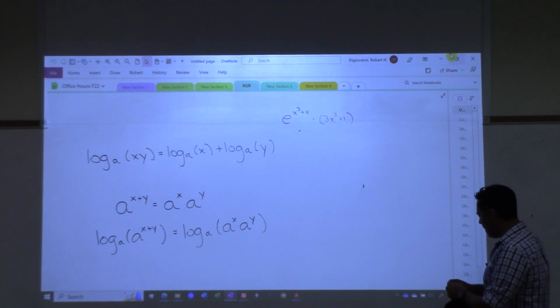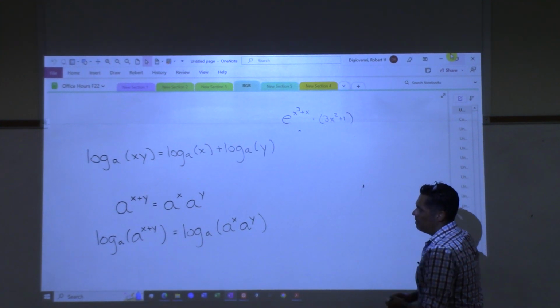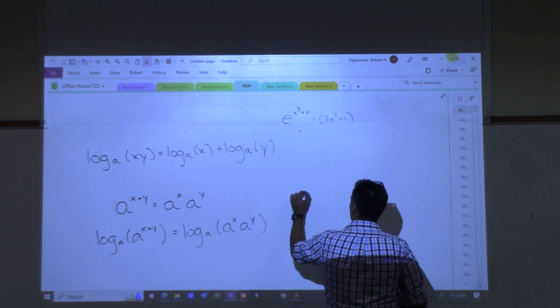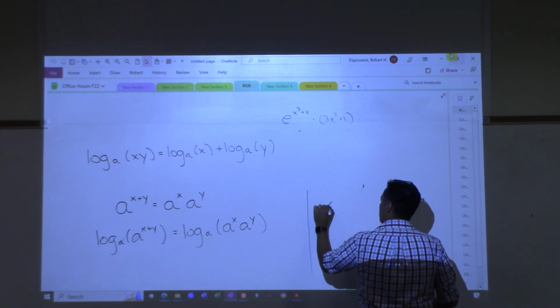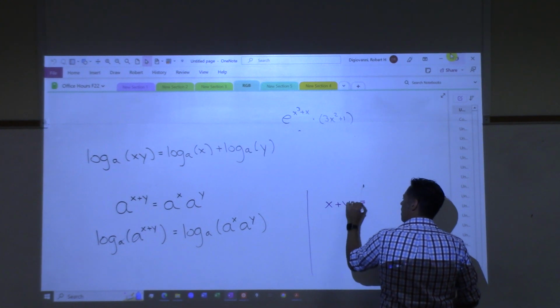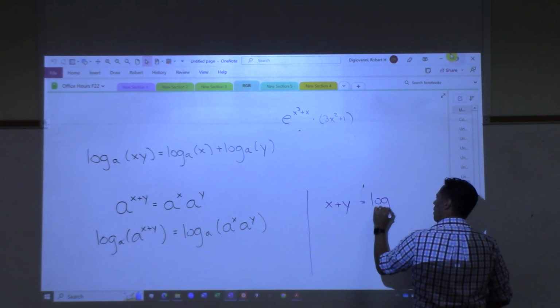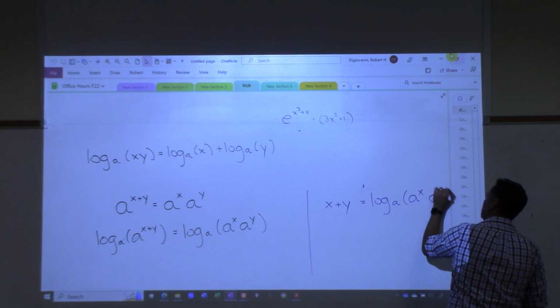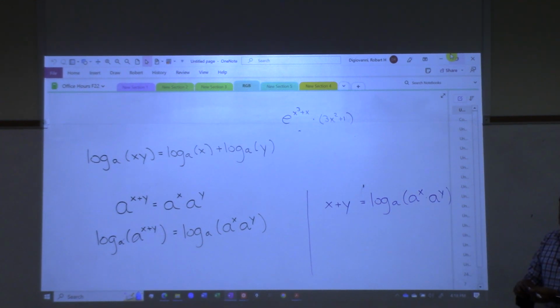And then on the left-hand side, the log base a and a kill each other off. We were left with x plus y equals log base a of a to the x times a to the y. And this is where we're kind of stuck, right? The next step on this is not a natural step. That's why I just didn't want to show it to you, but let me try and explain what I'm going to do.